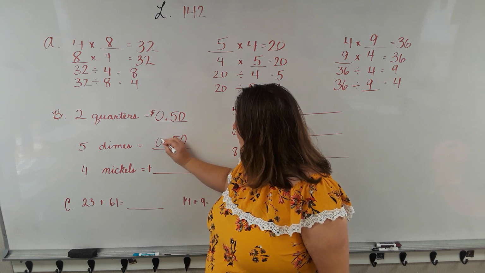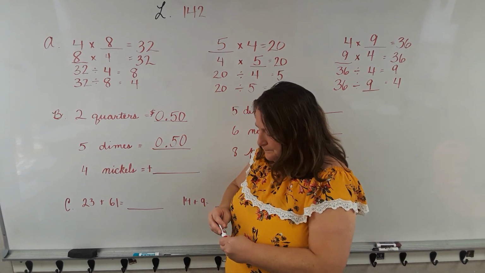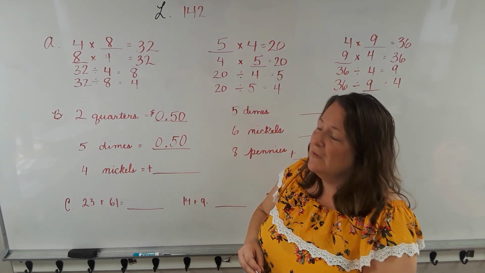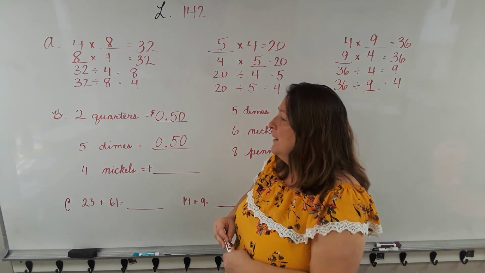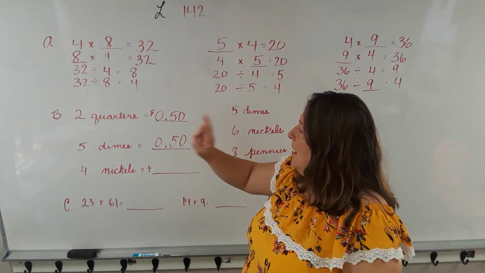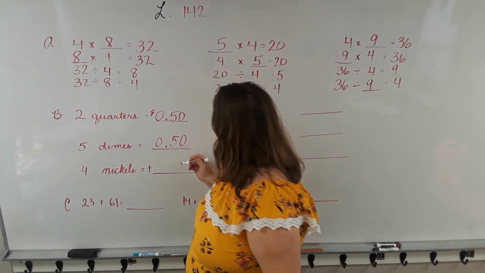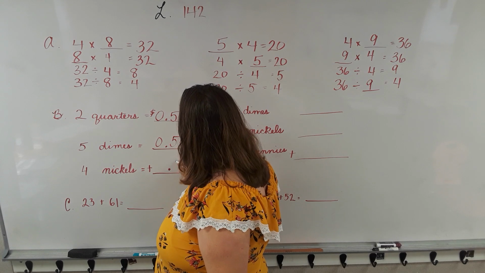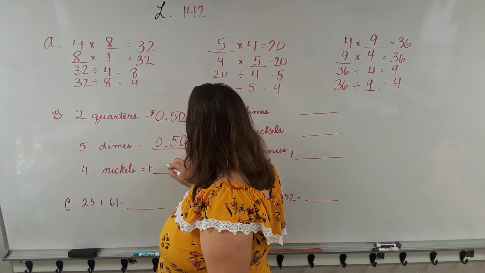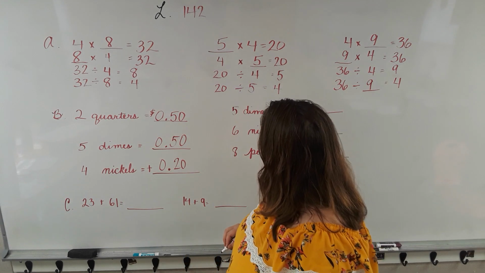Still $0.50. 4 nickels equal... 1 nickel equals 5 cents. So 4 nickels equals 5 times 4. 5 times 5, 10, 15, 20. 20 cents. $0.20. Now we can add them and find the total.